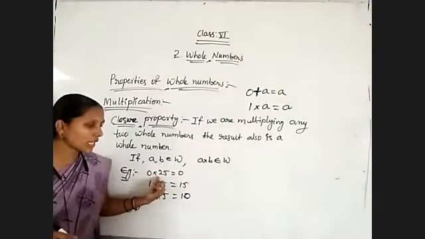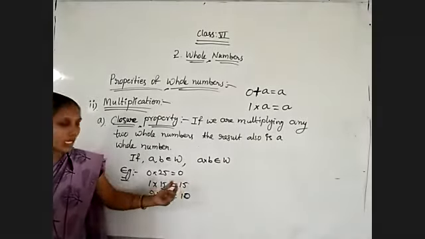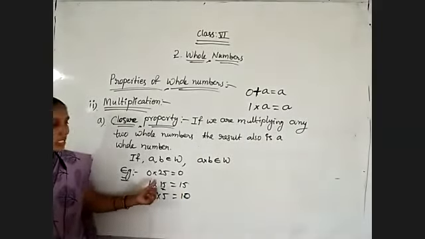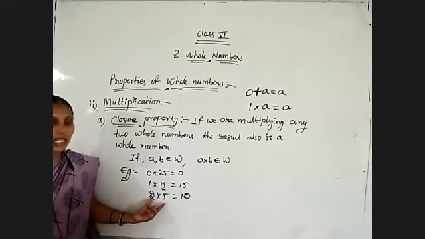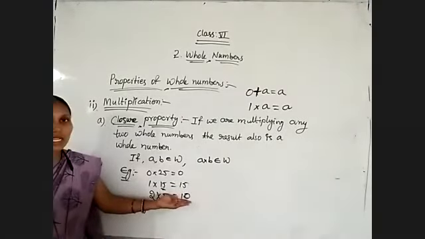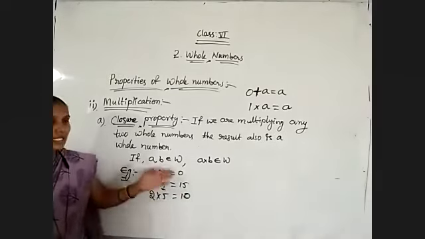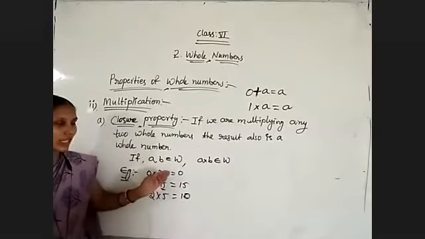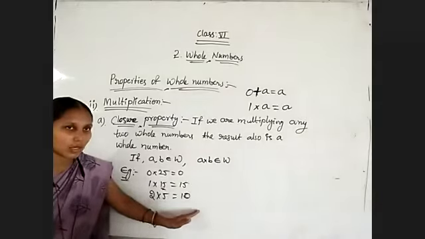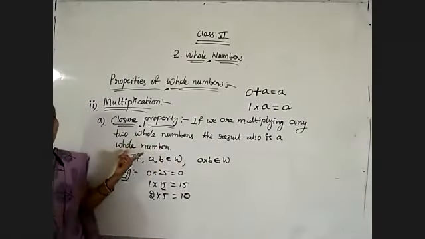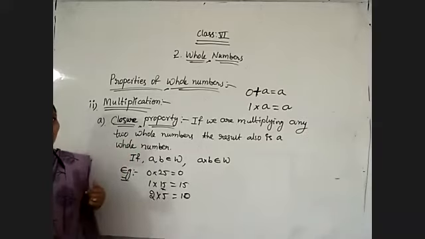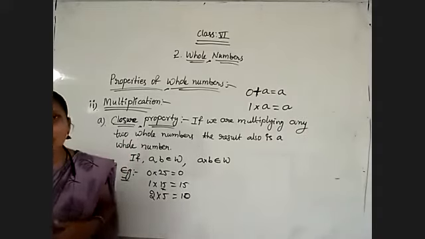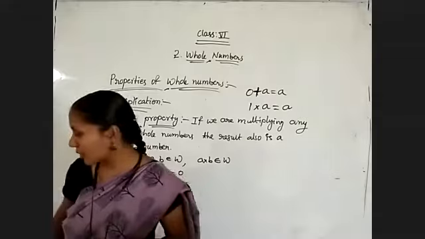Whenever you are multiplying with 0, 0 is the result. Whenever you are multiplying with 1, you get the same number as the result. And with any other numbers, you get a whole number as the result. So all these are whole numbers. In any condition we are getting the result as a whole number only. That's why closure property is satisfied over multiplication for whole numbers. Okay. Now coming to the second property, commutative property.